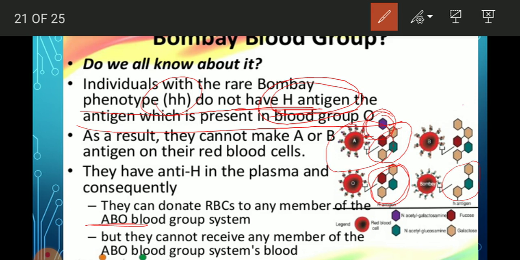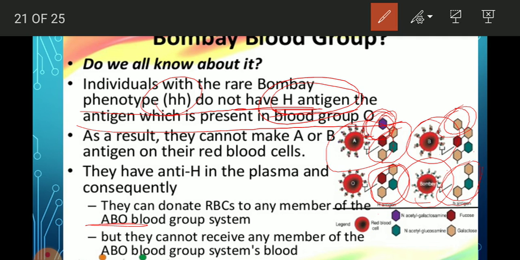Like that, this one is antigen B, which is attached with H, and then it is attached to the red blood cells, and they will form the B blood group. Now, H antigen is present in the blood, but there is no antigen A or B there, so it will not be modified and will not attach to the red blood cell. When it does not attach, it means there is no antigen A and no antigen B. Although it is present in the blood, it will not attach.